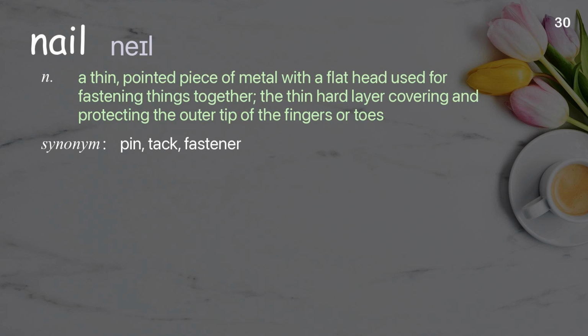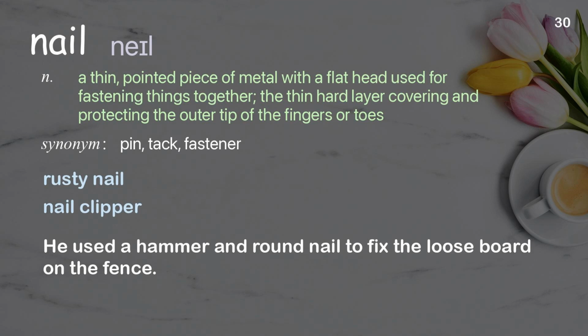Nail. A thin, pointed piece of metal with a flat head used for fastening things together, the thin hard layer covering and protecting the outer tip of the fingers or toes. Examples: Rusty nail. Nail clipper. He used a hammer and round nail to fix the loose board on the fence.